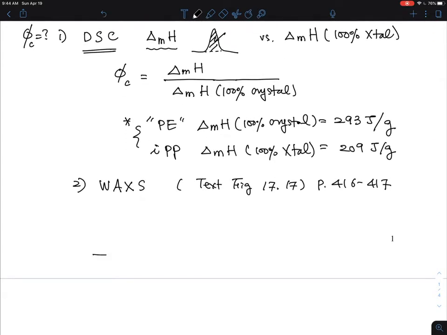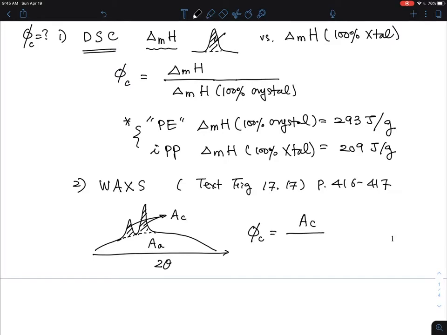So if you do the wide-angle X-ray scattering, you plot against the angle, and you will see a typical figure like the one demonstrated in the textbook. What that means is, from the area under the curve, this is the amorphous halo, and those are the areas from the crystalline regions. So the crystallinity is the area from the crystalline region divided by the area from the amorphous plus the area from the crystalline. That's equation number 17-11 in the textbook.